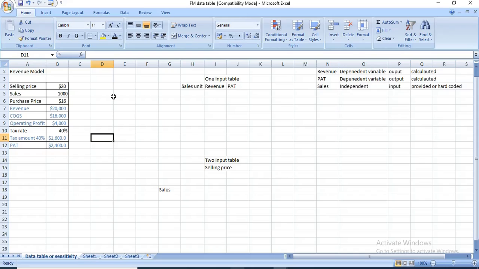So now let's say you are thinking, what if my selling price changes to $18? What if my sales goes down or goes up by 100 units, then it will be 1100. What if my purchase price goes to 15 or maybe $17? So then what will be the impact on these values? So if you have only one change, then you can do calculation again, copying the things.